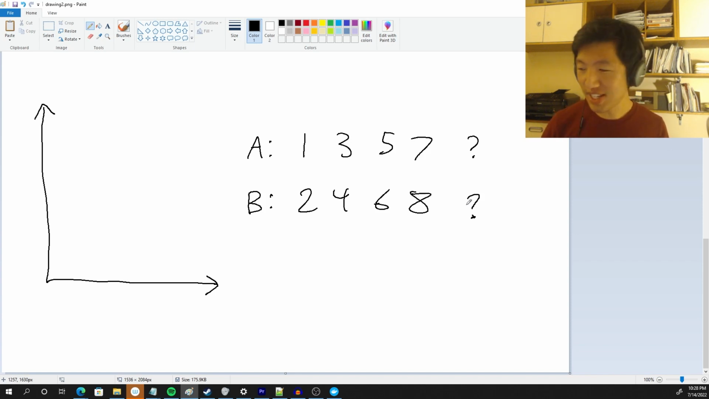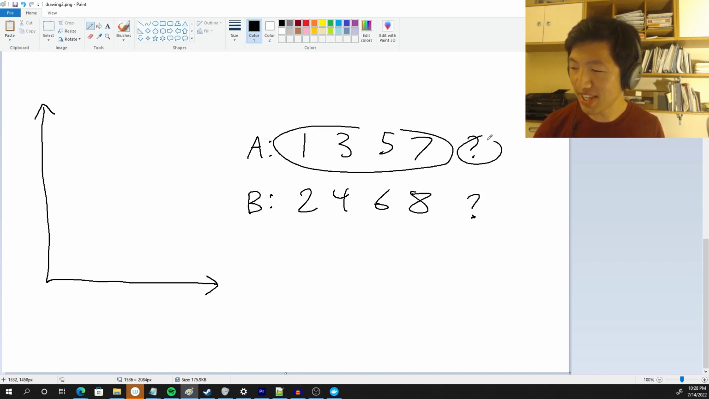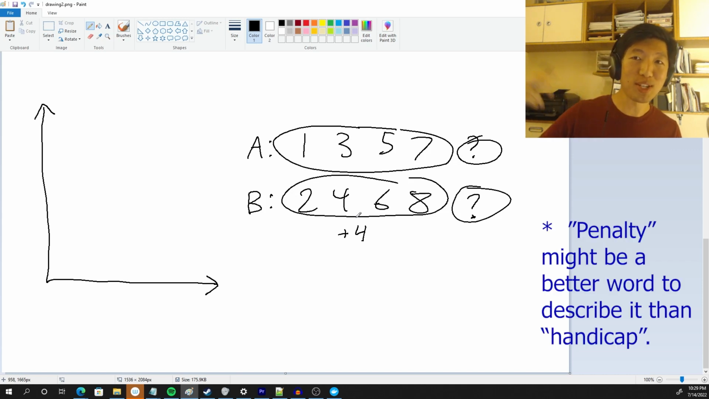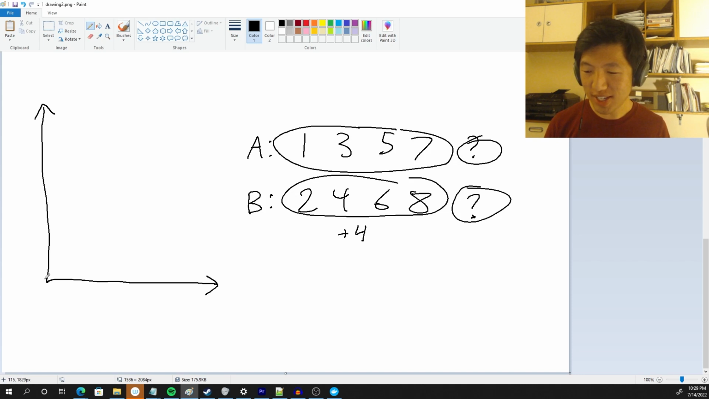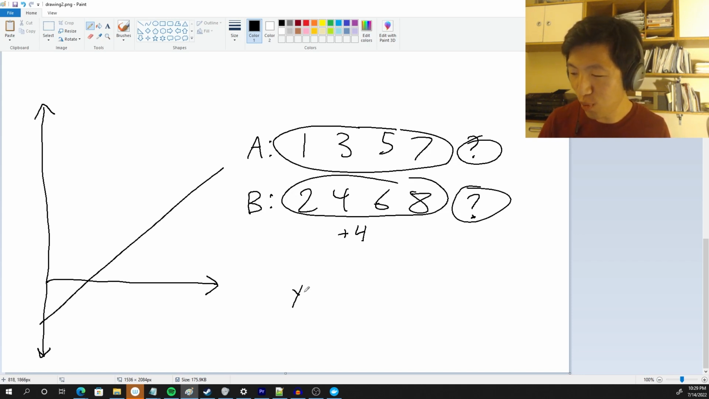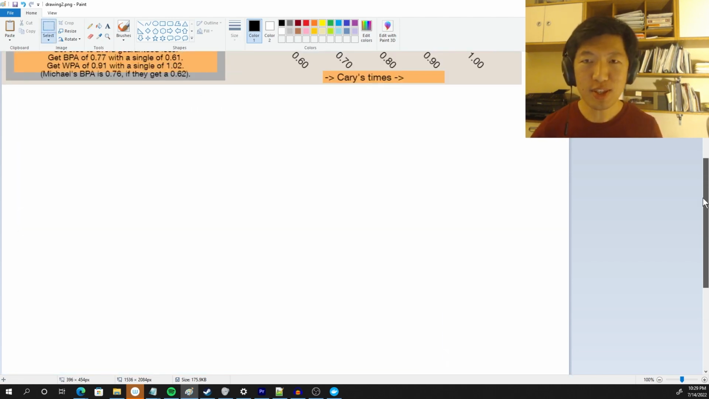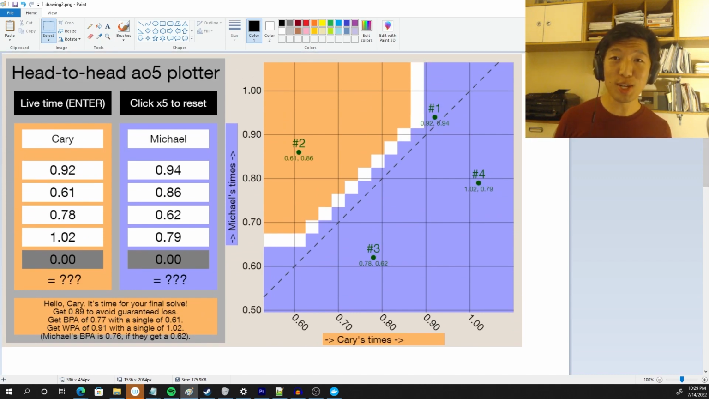What this basically means is that we're just summing up this guy and this guy and this guy and this guy. In this example, B's sum of times is 4 higher than A's sum of times, which just means that B sort of has a 4-second handicap going into the final round. And what this means is that the boundary line for this type of average will just be a shifted version of y equals x. It will be y equals x minus 4, which is really boring. Okay, done with that.